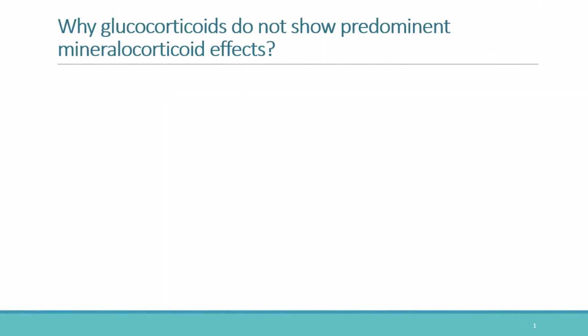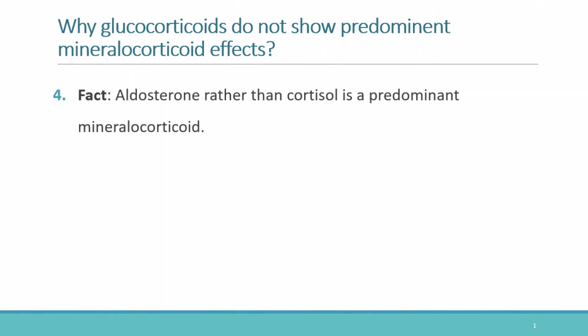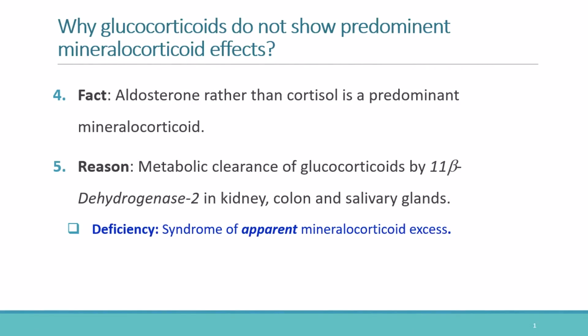The reason aldosterone remains the dominant mineralocorticoid is the enzyme 11-beta-hydroxysteroid dehydrogenase type 2. This enzyme converts cortisol into inactive cortisone in tissues such as kidney, colon, and salivary glands. If this enzyme is deficient, cortisol activates mineralocorticoid receptors excessively, producing apparent mineralocorticoid excess syndrome, characterized by hypertension and hypokalemia.